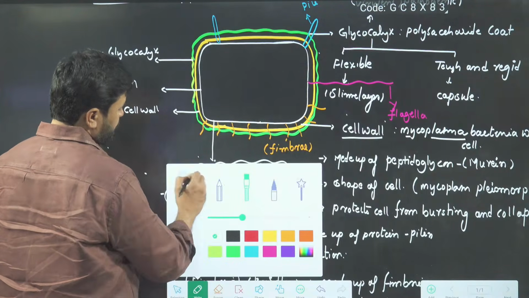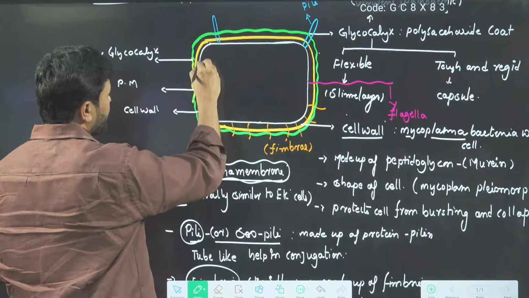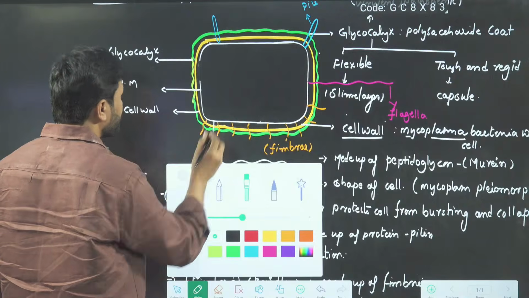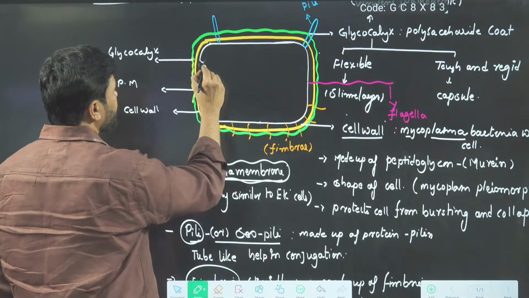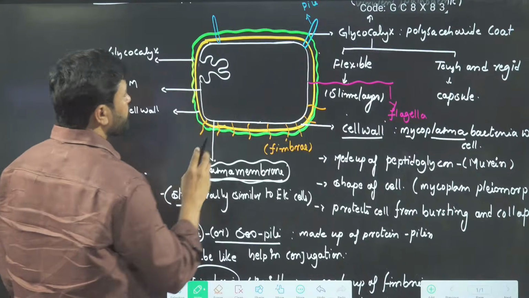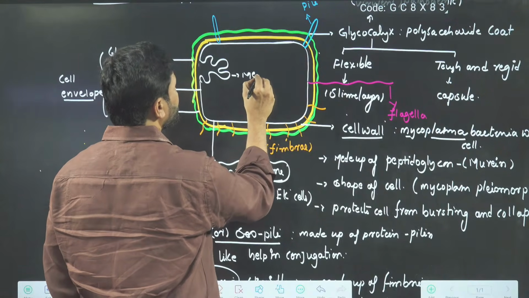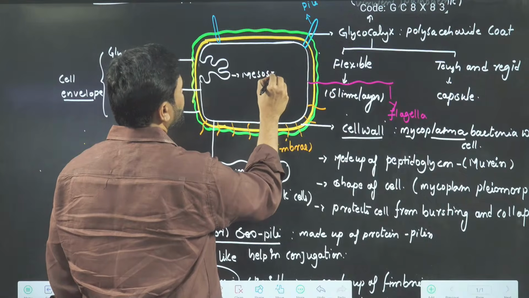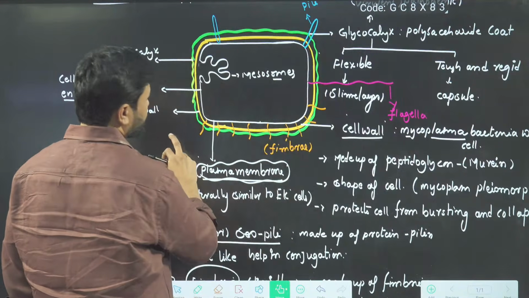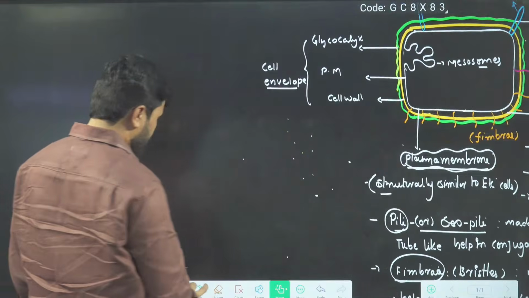Internally, you will see the plasma membrane of bacteria start to enfold. These enfoldings of the plasma membrane are known as mesosomes. Let us learn some details about mesosomes and their importance.